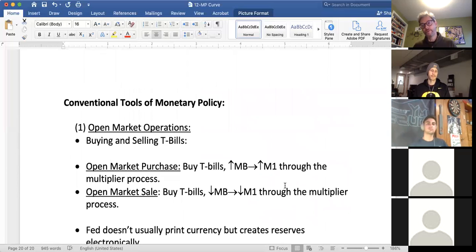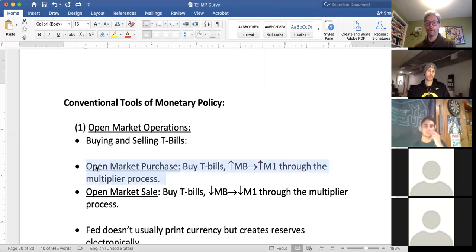So the primary tool of monetary policy that the Fed uses is open market operations, right? Remember, what are open market operations? The Fed buying and selling T-bills. This is essentially the way that the Fed puts new money into the economy or pulls money out of the economy. So what happens when the Fed conducts an open market purchase of T-bills? They essentially buy T-bills from banks. And how do they pay for them? New money, right? Specifically, what the Fed does is they increase the monetary base, right?